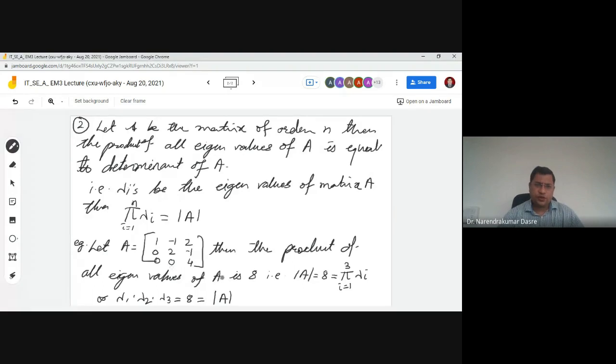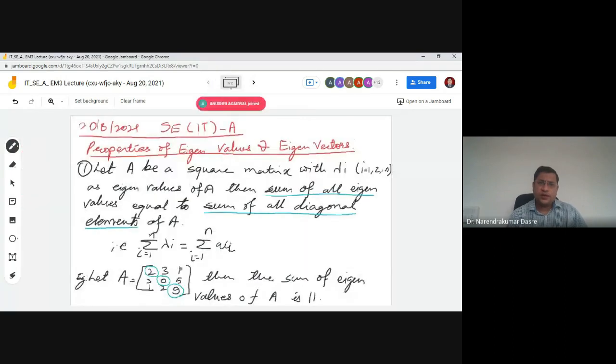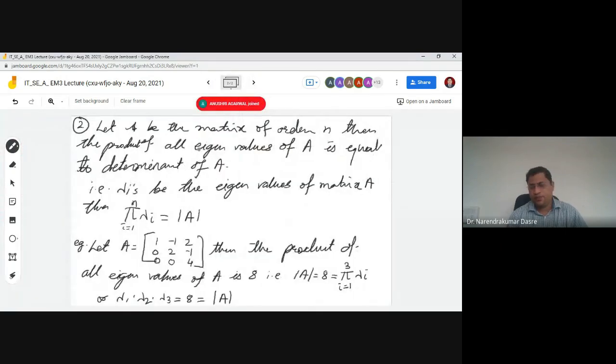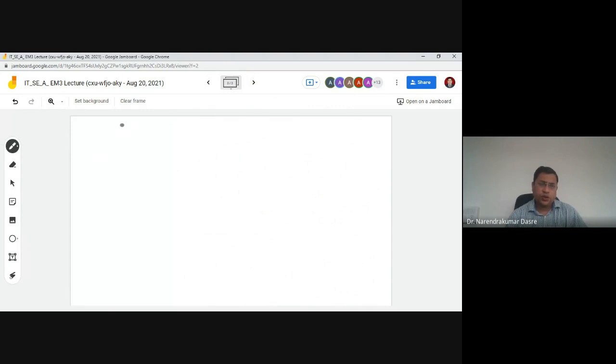So this way the product of all the eigenvalues is going to be the determinant value of the matrix. Okay, so now we got the sum, we got the product. Now next we need to think of the relation of the eigenvalue of A and the matrices derived from A. The matrices which can be derived from A: if I know A and A inverse exists, then we can find A inverse.